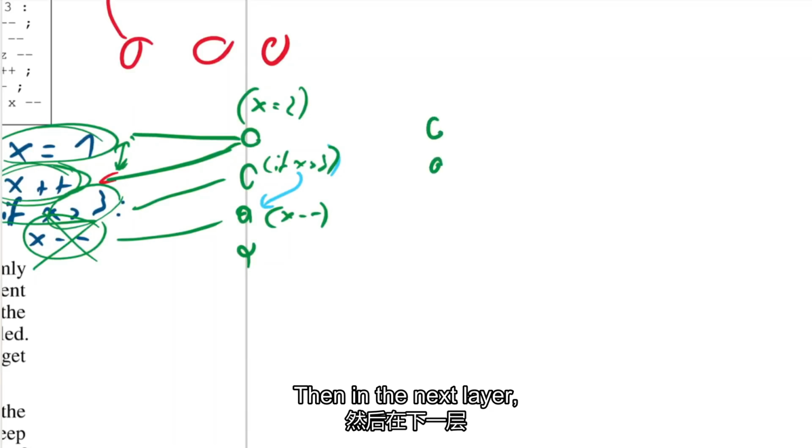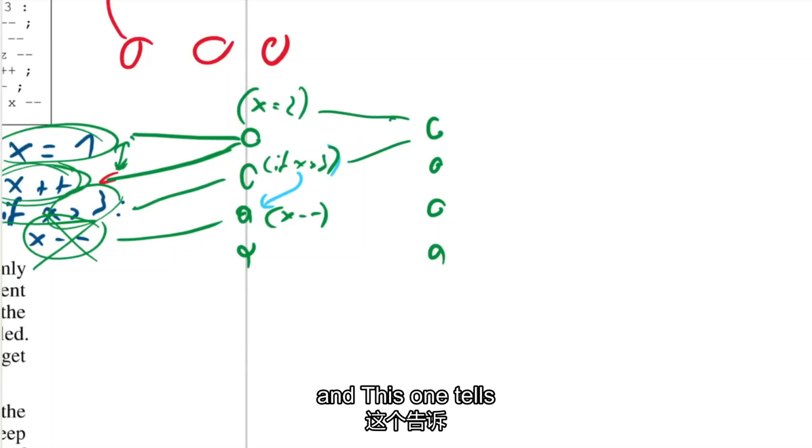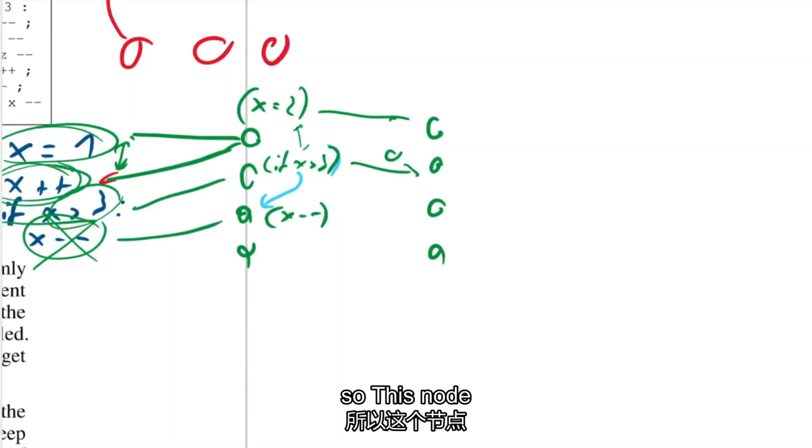Then in the next layer, I could combine these two things, and this one tells me x equals 2, and this one is x greater than 3, which I can evaluate now since I have these two, and that might result in a weight of 0, right? Because x is in fact not greater than 3. And I could save that weight of 0 right here. So this node is now representing 0. This node is still representing x equals 2.